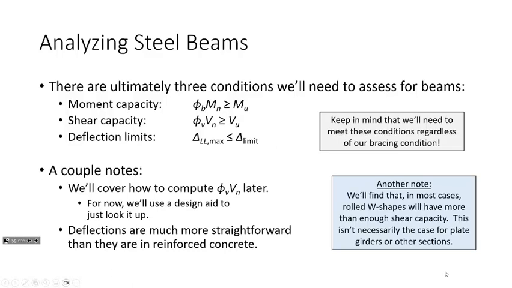The other thing I will say is that deflection limits are much more straightforward than they are in reinforced concrete. So if you've had reinforced concrete, you know that there is a difference between immediate deflections and long-term deflections, because as the load sits on the beam for a certain amount of time, you start to experience creep and other effects that change the deflections over time. We don't need to worry about that in steel, because steel's material properties are largely pretty consistent as a function of time. So that part's easier too, okay?